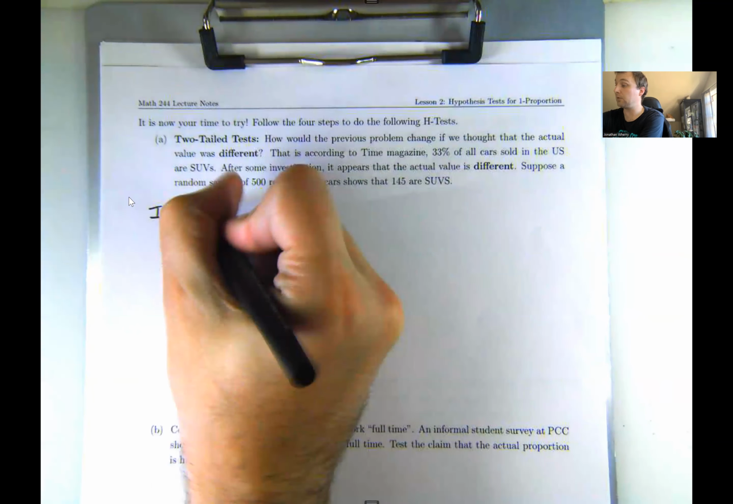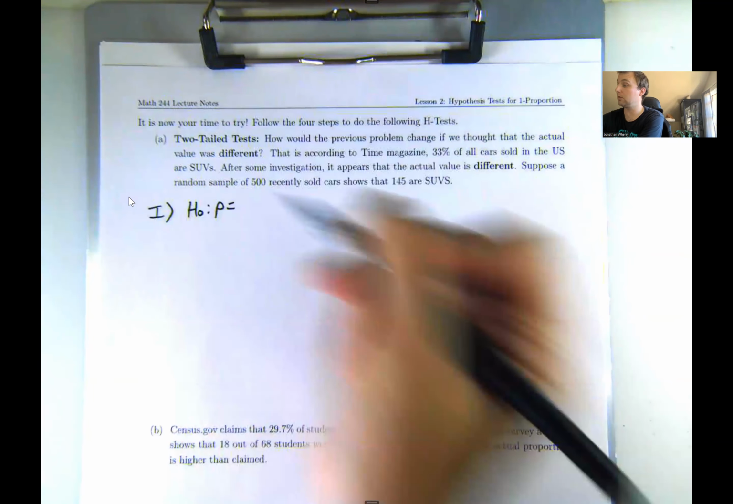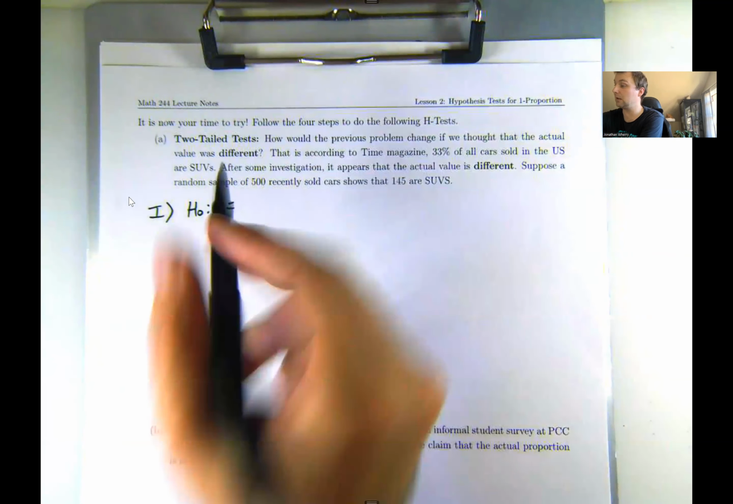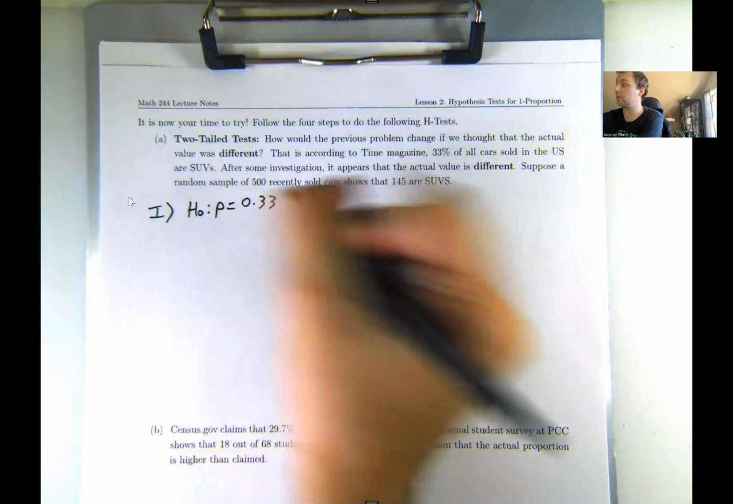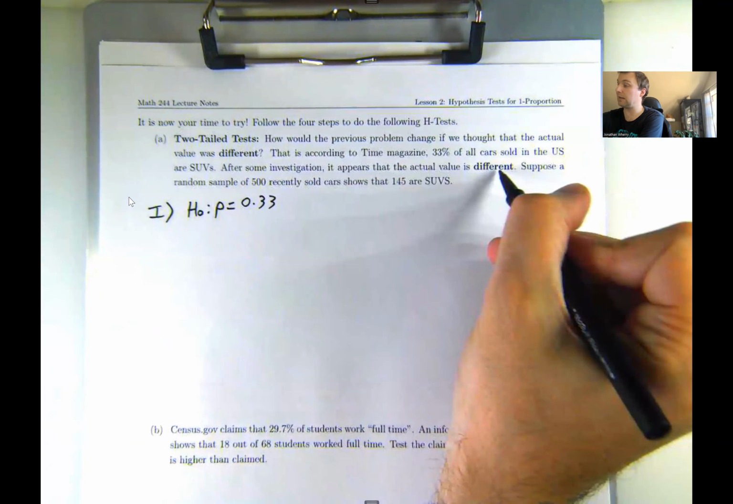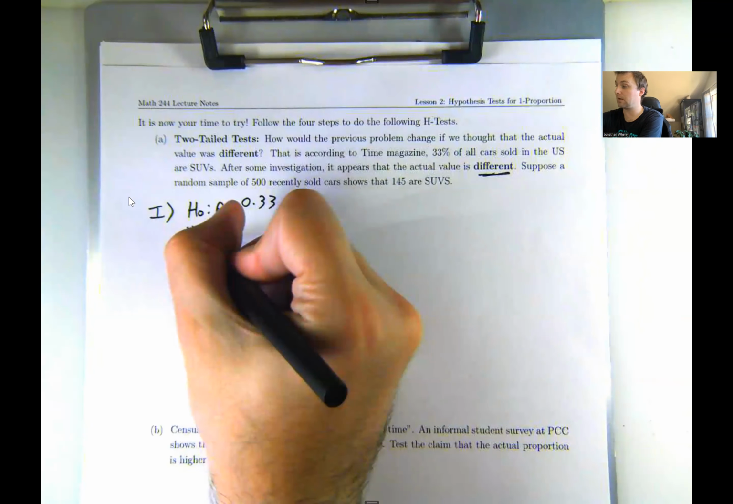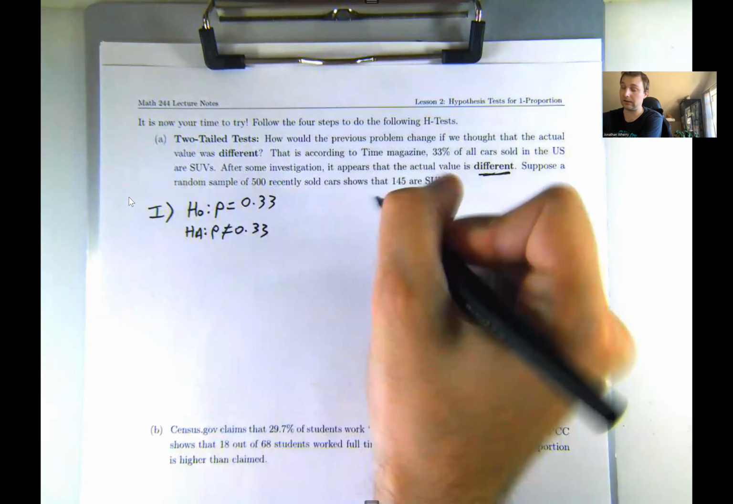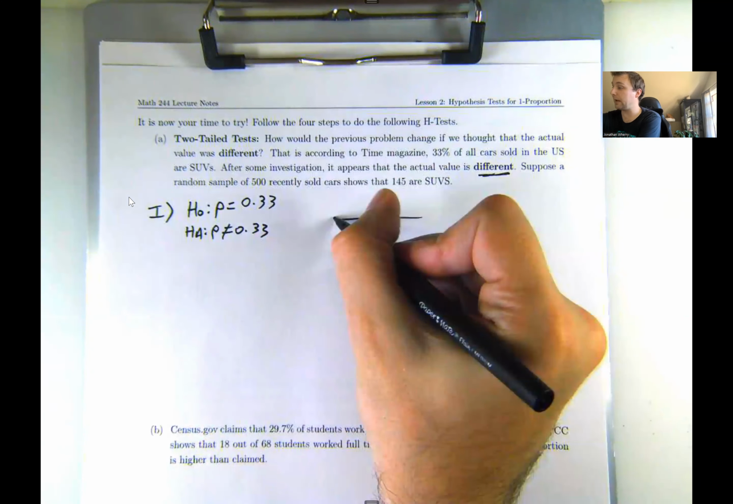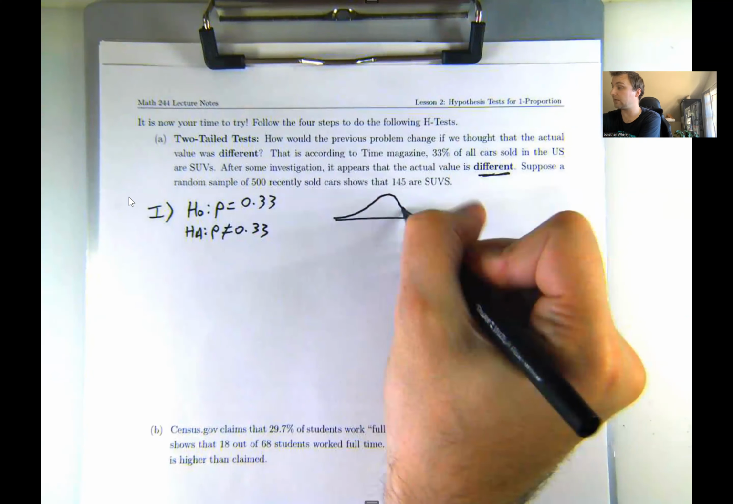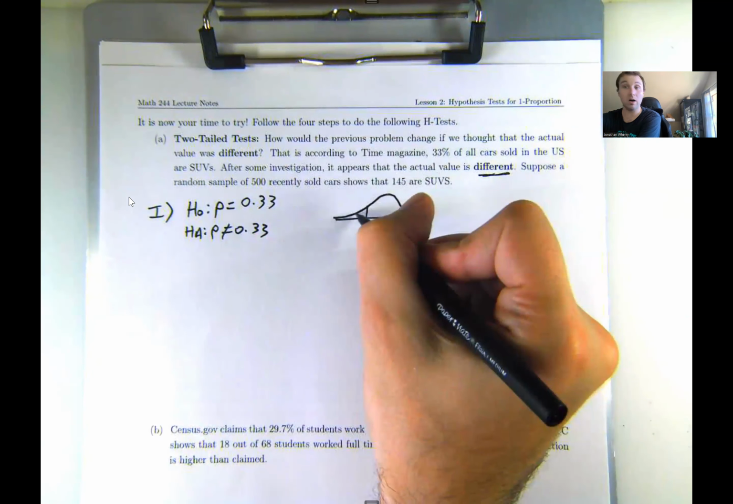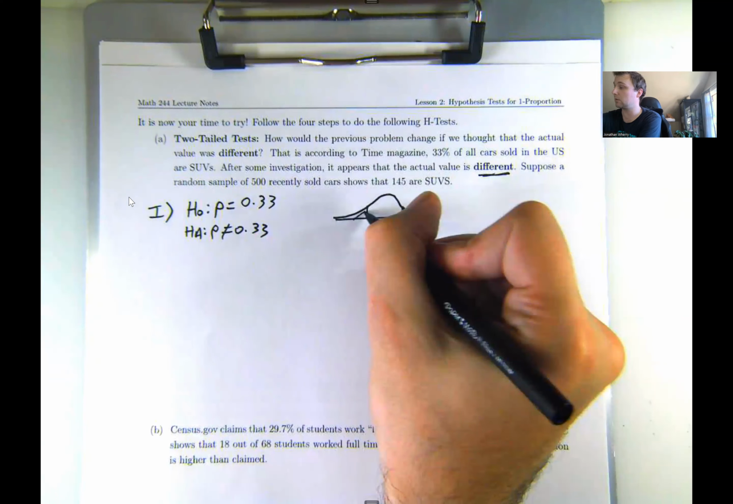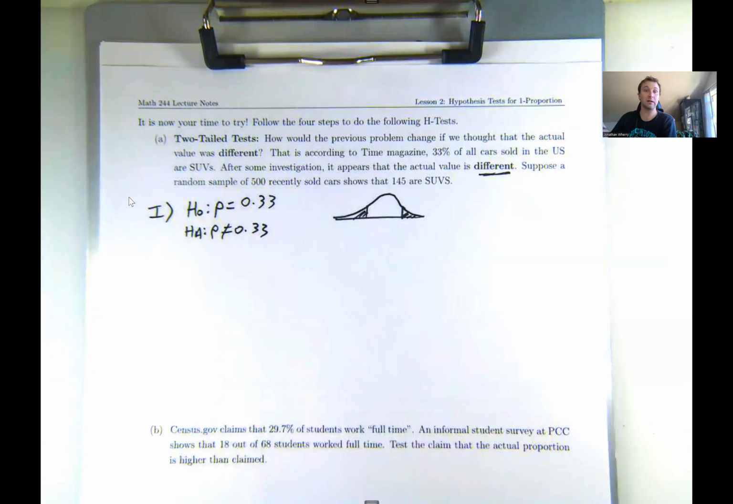So the claimed proportion, the null hypothesis, is 33%. And we think it's actually different. Whenever you're testing for a difference, this is going to be a two-tailed test. A two-tailed test will have a positive and a negative z-score, always. So my picture will look something like this.